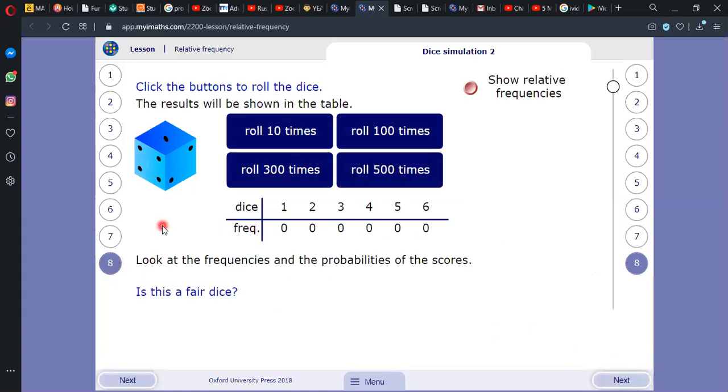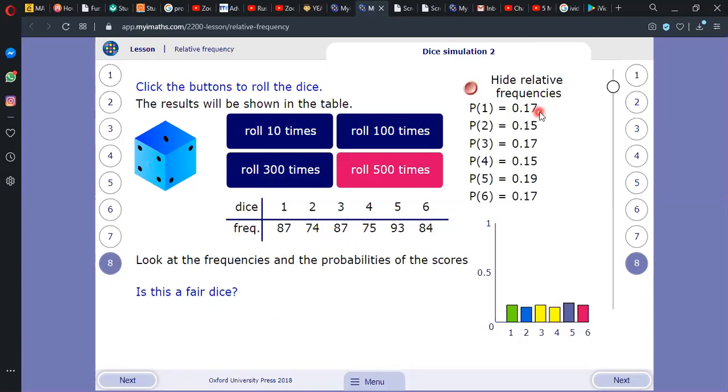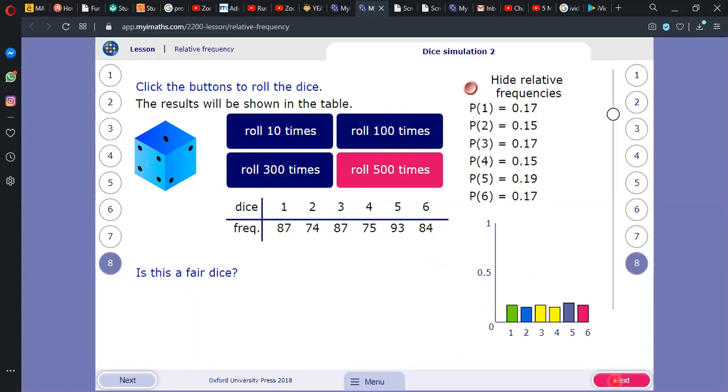Finally, let's check this one. Let me just roll it 500 times. Wow, can we see this? 87, 74, 87, 75, 93, 84. All of them not too far from each other. Let's show their relative frequencies. Also not far from each other. I might want to say that this is a fair dice.